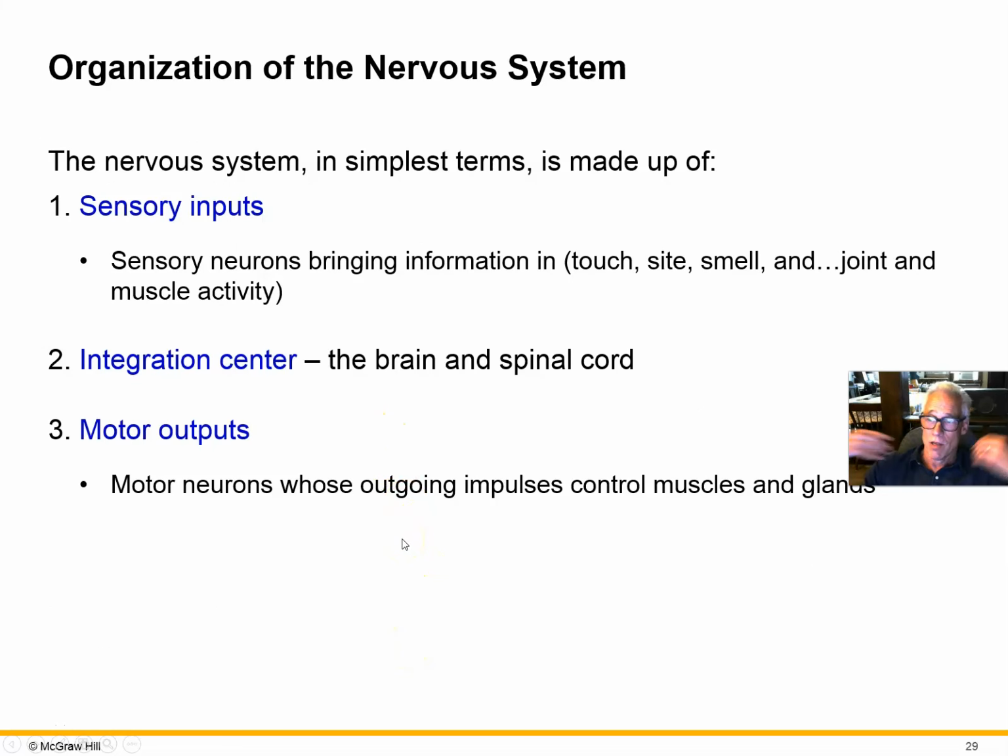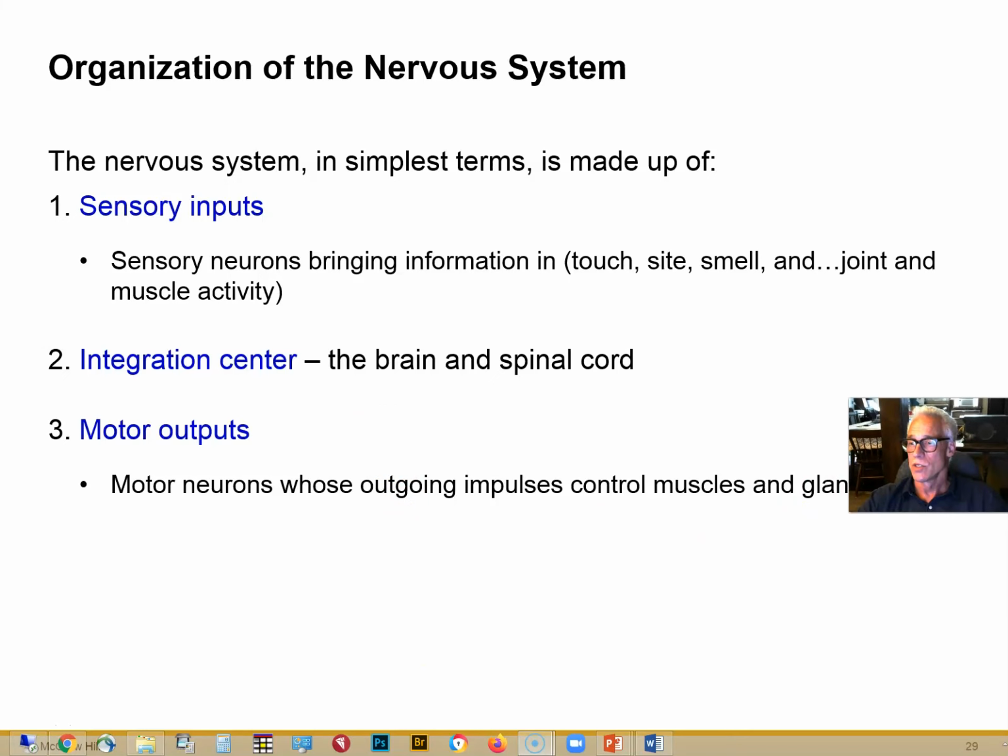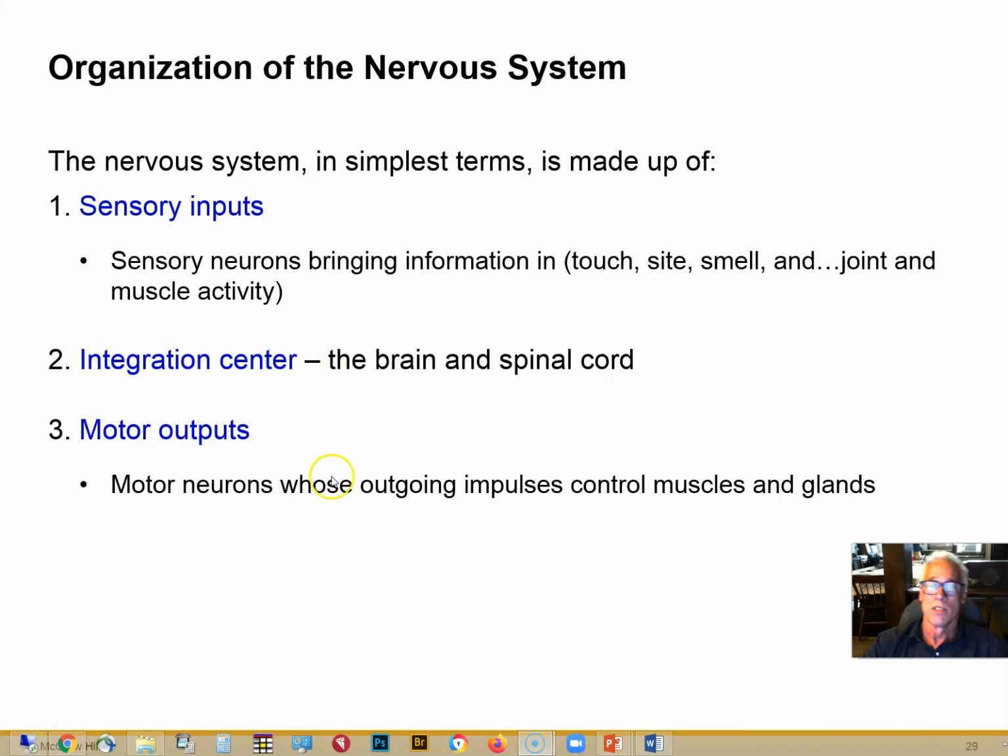All right, let's back out a little bit more now and look at the whole nervous system schematically and conceptually. We said at the very beginning that you could think of the nervous system as three simple parts: sensory inputs, sensory neurons that receive information and bring it to the central nervous system. And here's a list of some possibilities: some somatic sensations, things you're consciously aware of, special senses like sight and smell and hearing, and also joint and muscle activity, proprioceptors, produce that information.